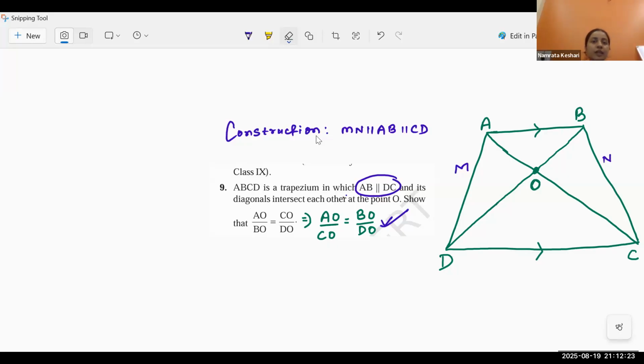Can you see? Yes, ma'am. That's why we are doing this construction, because so many triangles we can see over here, but we are not able to use the AB and CD parallel condition. That's why we are drawing one line through the point of intersection O. You can call it MN, you can call it PQ, whatever you want. And that is parallel to both of them, AB and CD. Clear?